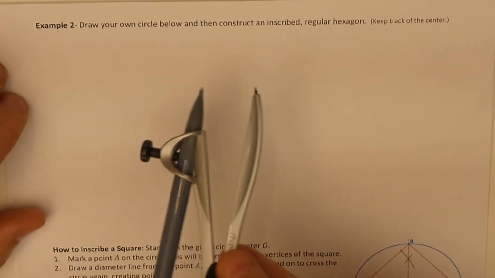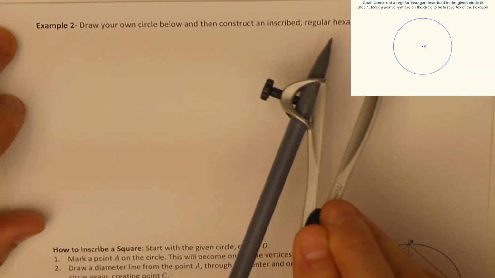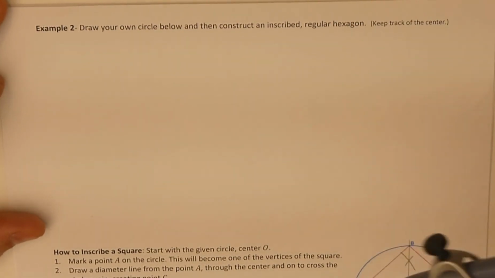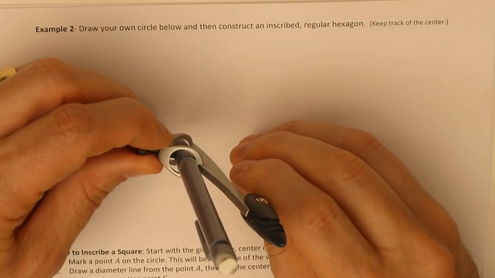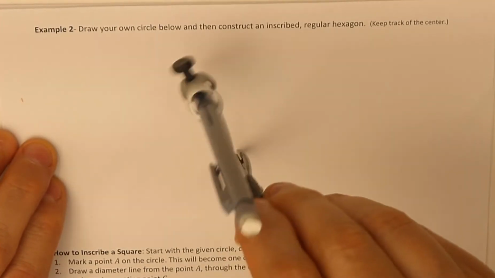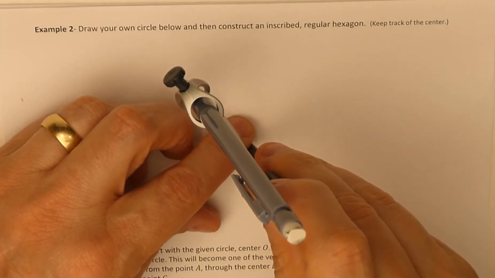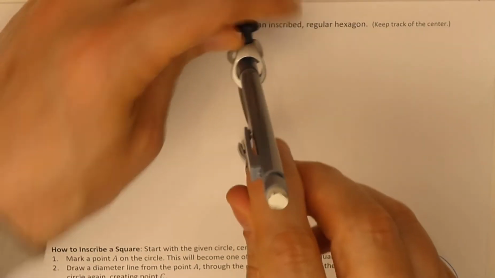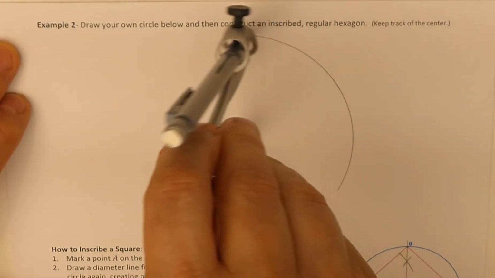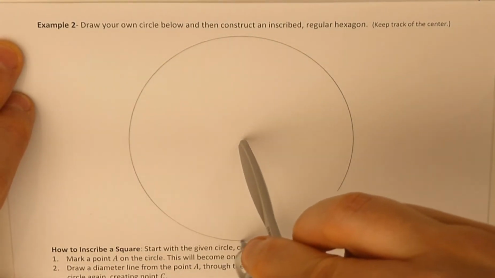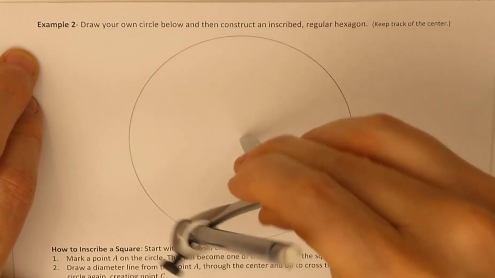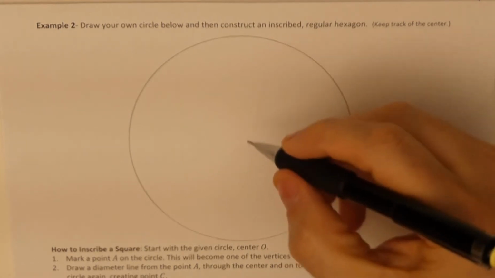So we're on example 2. It says draw your own circle below, then construct an inscribed regular hexagon. So this is the same technique we used on the previous side, but we do want to keep track of the center. And now the bigger you make it, I think the easier this is going to be. So first of all, make sure that we've got enough room to swing around here. So I'm going to put this about right here, maybe make it a little bit bigger. That's going to fit. And I'm going to start over here. And we're going to draw all the way around here, just a nice circle, tilting our compass in the direction of the drawing. And there we go. Now, I've got this tiny little dot right here.